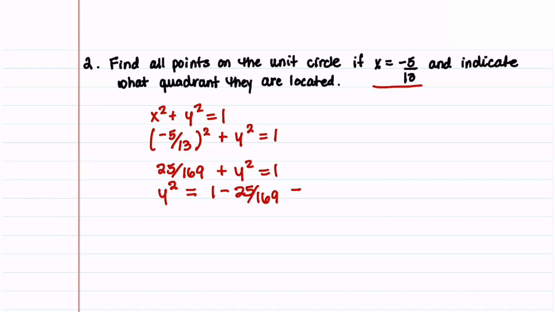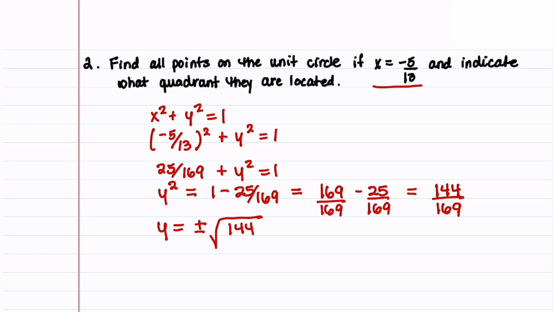So we can write the 1 as 169 over 169 minus 25 over 169, and we end up with 144 over 169. Now we take the square root, so y is either plus or minus the square root of 144 over 169. So y is plus or minus 12 over 13.